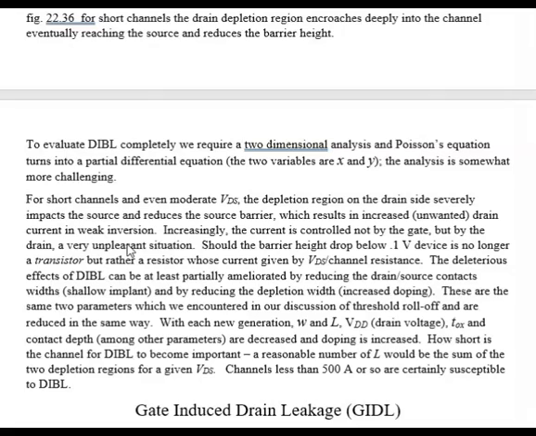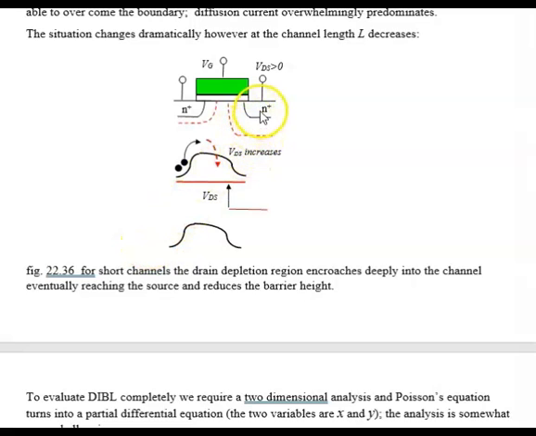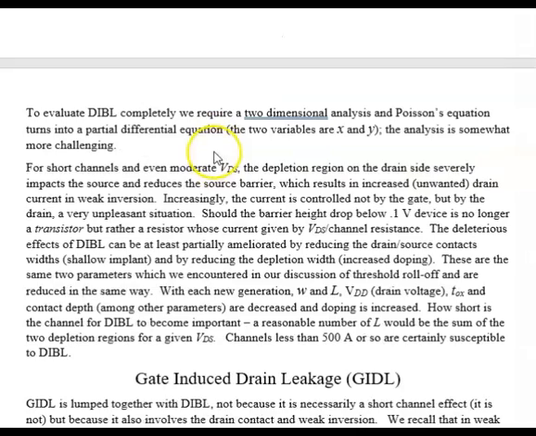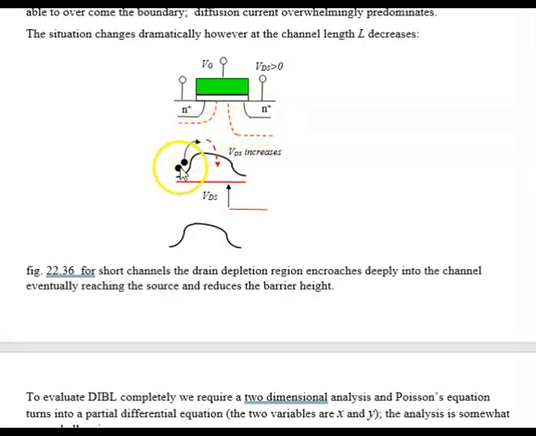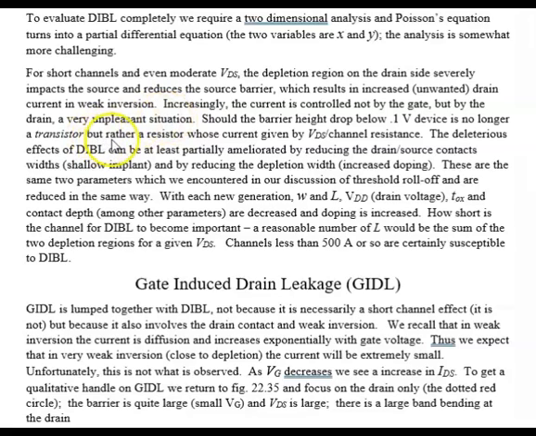So, again, the bottom line is that even for moderate values of VDS, we have a significant impact of the drain on the source, and if we have a situation where the barrier height at the source becomes less than, say, 0.1 volts, then there is essentially no barrier, and the drain voltage VDS controls the current. We no longer have a transistor. The gate no longer controls the IDS, the drain current. The drain current only is controlled by the drain voltage. That is not a transistor, that is a resistor, and that is extremely bad. So that is the deleterious effects of DIBL.